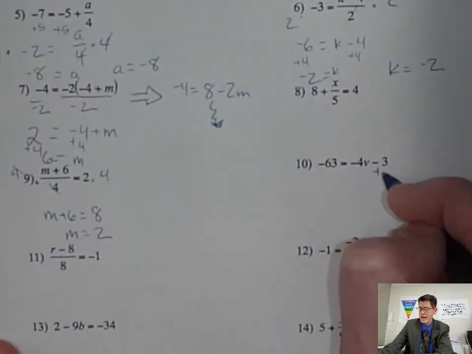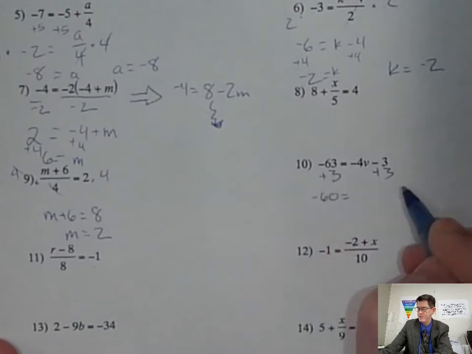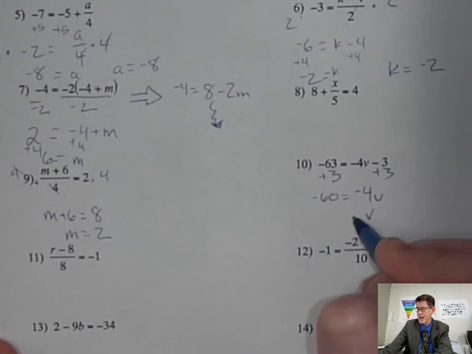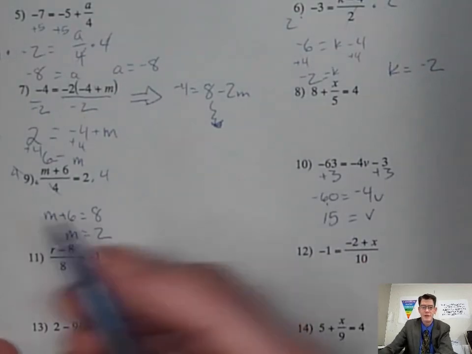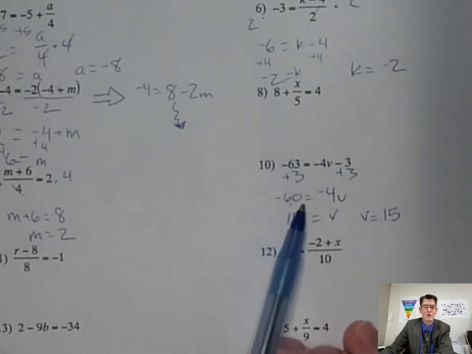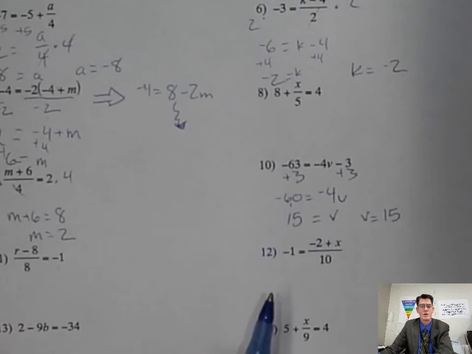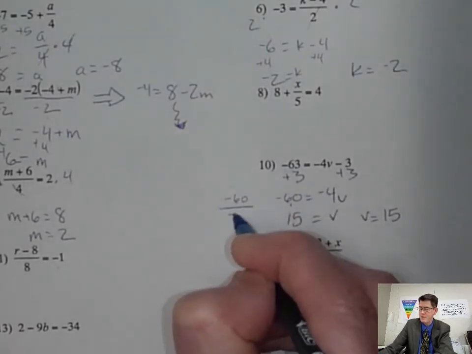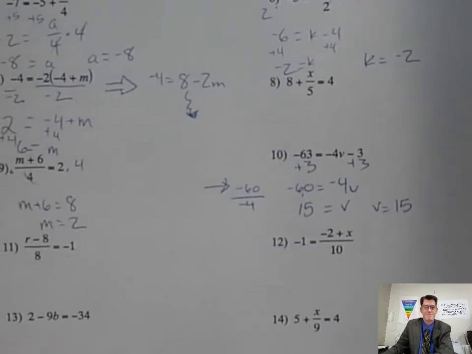So on this one, we would add 3 to both sides. Calculator helps us all the way. Then dividing by -4 on both sides. I know 60 divided by 4 is 15, and a negative divided by a negative is positive, so v is 15. Again, that's just some quick math work. Calculator, -60 divided by -4. Type in the -60 first in the calculator to accomplish that.